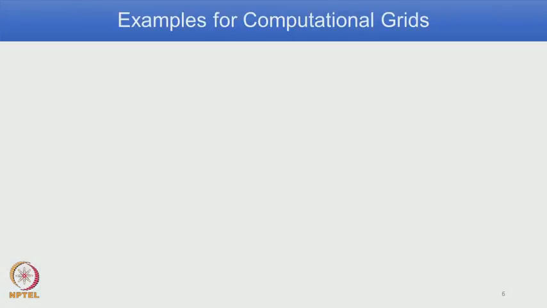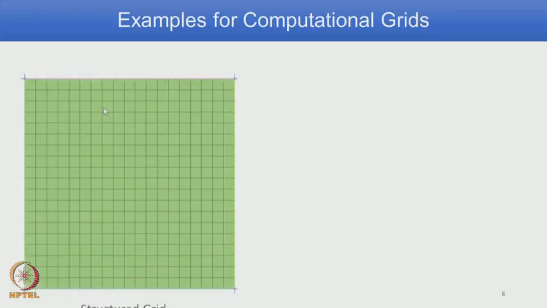So, the obvious question is whether you can combine the advantages of structured grid and the advantages of unstructured grid and get what is known as a hybrid kind of arrangement. Yes, it is there, you can have a hybrid kind of arrangement. We are going to see some examples of computational grids.